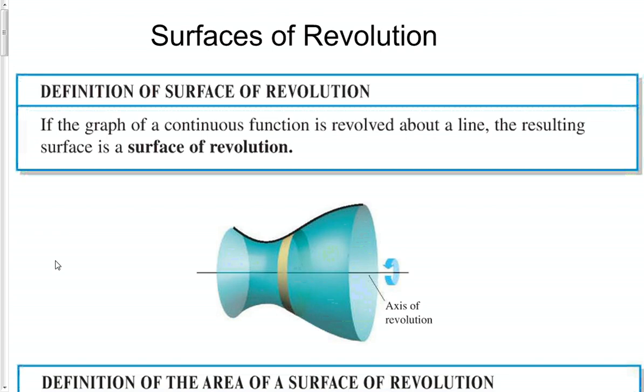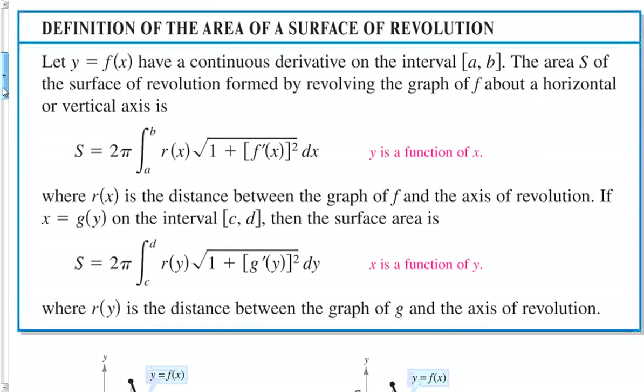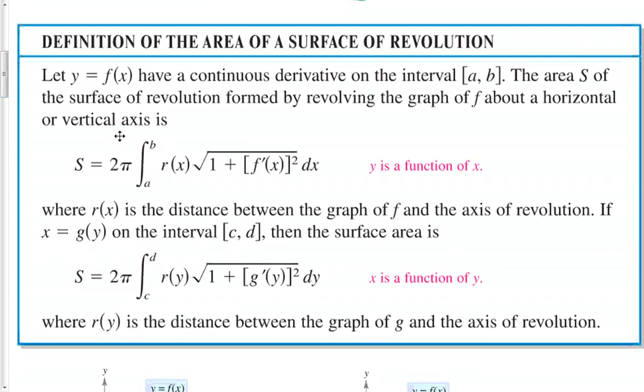Okay, now we'll discuss surfaces of revolution. Now, if the graph of a continuous function is revolved about a line, the resulting surface is called a surface of revolution. So here you see we have a continuous function, and we're revolving it around the horizontal axis of revolution. And this surface that we formed, hollow on the inside, is a surface of revolution. And what we'll be looking at is trying to find the area of such a surface of revolution, the surface area.